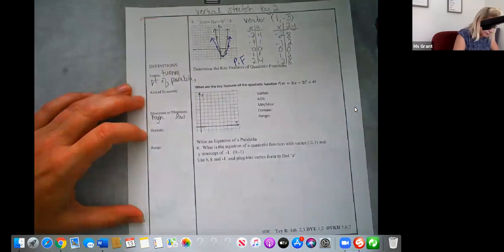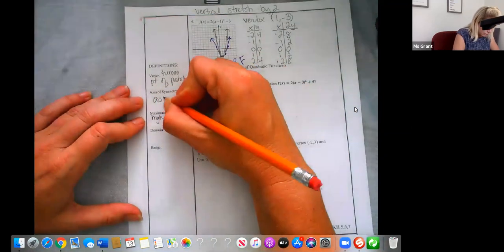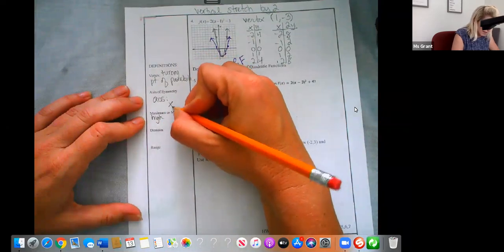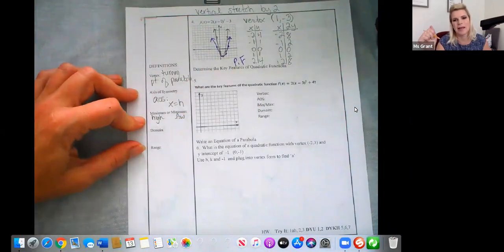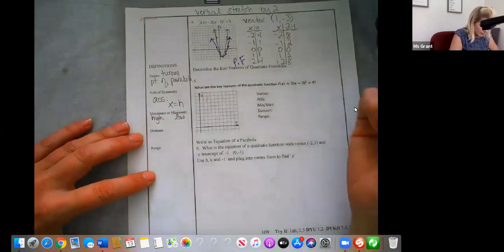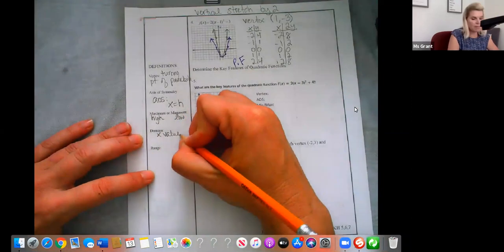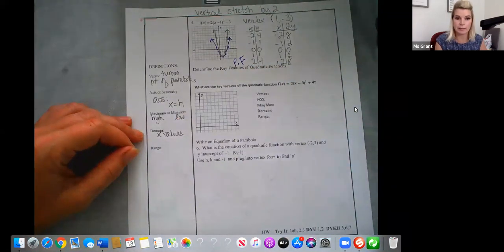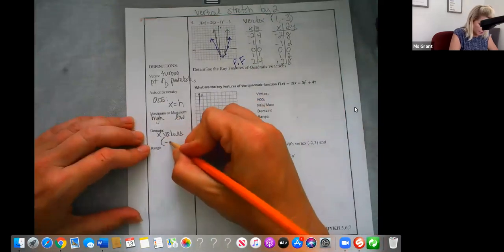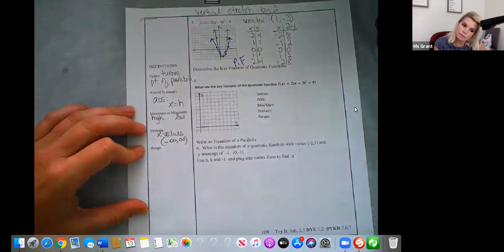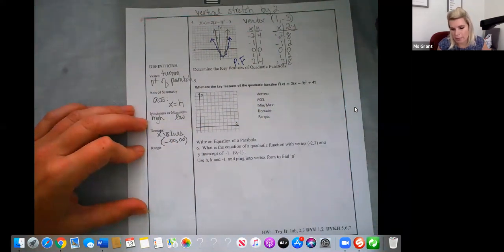My axis of symmetry is x equals h. It's the x value of my vertex. Domain. This is going to be the x values in my graph. Many times, well, all the time in a parabola, it's going to be all real numbers. My range, however, is going to be determined by however high or low I go, like my k, right?